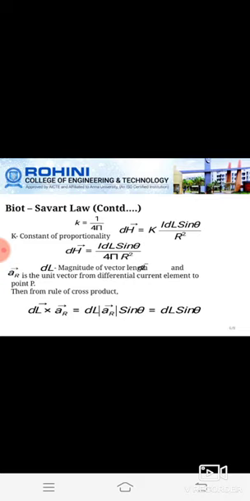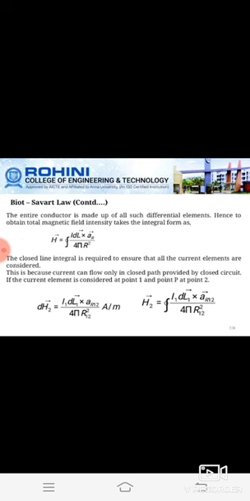So while applying the cross product, dl vector cross ar vector is equal to mod dl mod ar sin theta. We know the magnitude of this unit vector is unity, so we write it as dl into sin theta. From this we can write the equation as dH vector is equal to I dl vector cross ar vector divided by 4 pi r square. Now we can apply the formula ar vector is equal to r vector by mod r vector in the above equation. So finally we get dH vector is equal to I dl vector cross r vector divided by 4 pi r cube.